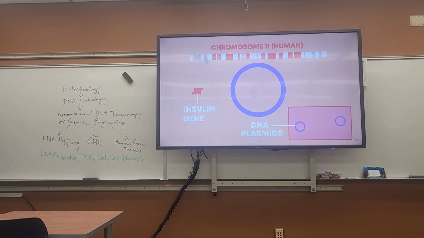The plasmid is cut open using the same restriction enzymes that were used to cut the insulin gene from the human chromosome. The restriction enzymes leave sticky ends where one of the two DNA strands is slightly longer than the other. Because the same restriction enzyme was used to cut both the human DNA and the bacterial plasmid, the sticky ends are complementary and will allow for joining using complementary base pairing.